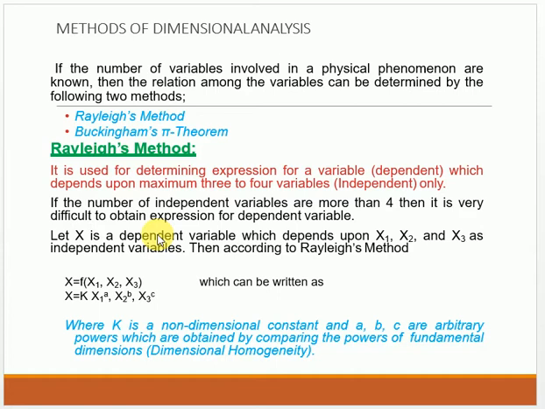Then according to Rayleigh's method, this can be written as x is a function of these independent variables, because if they vary, the dependent variable automatically varies. To express this functionality, we introduce a constant k, a non-dimensional constant, and a, b, c are arbitrary powers. So x equals k, x1 power a, x2 power b, x3 power c. Based on these, we are going to find the values of the arbitrary powers, which will be used to derive an expression.